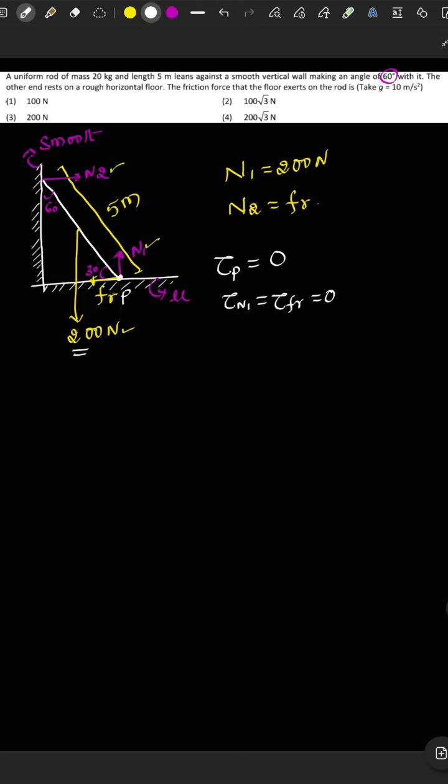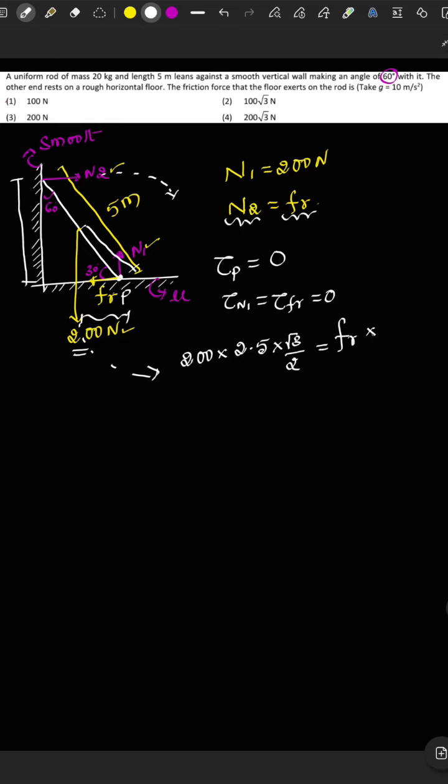Let us consider the torque provided by weight, 200 Newton, and the perpendicular distance is this. The perpendicular distance is nothing but L by 2 cos 60. L by 2 is nothing but 2.5 meter. Cos 60 is root 3 by 2. This should be equal to the torque created by N2. This weight tries to rotate like this, and N2 tries to rotate like this. Torque created by N2, I am directly replacing with friction multiplied by the perpendicular distance, which is L sin 30. L is nothing but 5, sin 30 is 1 by 2.